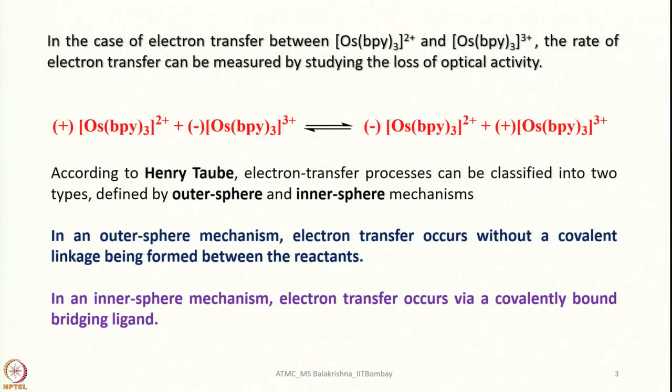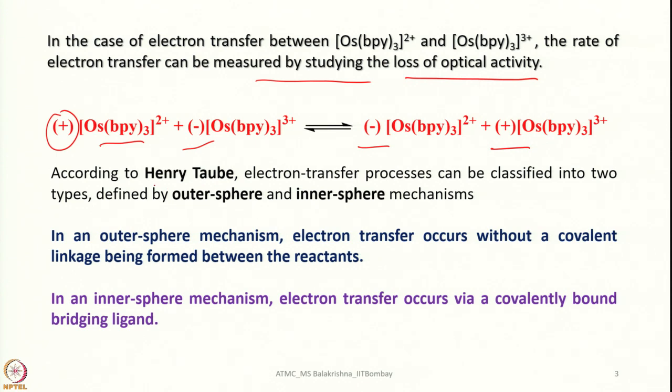So, let us continue talking about electron transfer processes. In the case of electron transfer between this tris(bipyridine)osmium 2 plus and 3 plus complexes, you know the fact that both are optically active, the rate of electron transfer can be measured by studying the loss of activity. It appears very easy here. Once we mix these two and see what would happen, optical activity changes. So, loss in optical activity can give a hint about the completeness of the electron transfer process. For example, you take this one plus here and we are taking minus here, and then plus becomes minus and minus becomes plus after the redox process is over or after electron transfer is over.